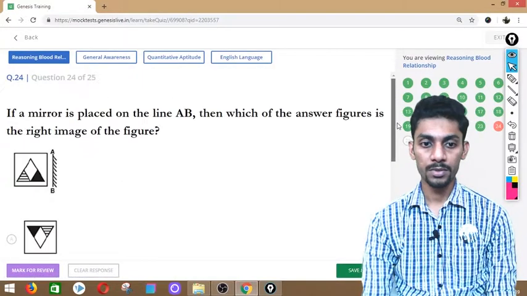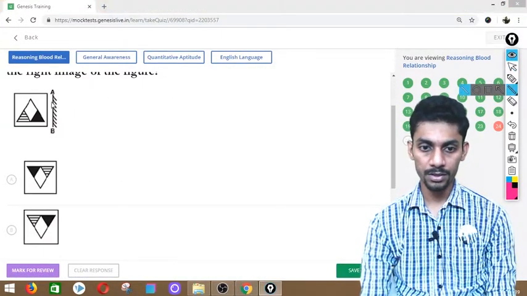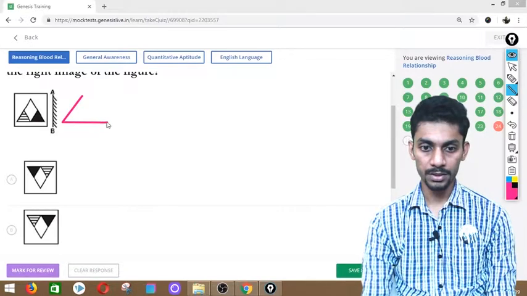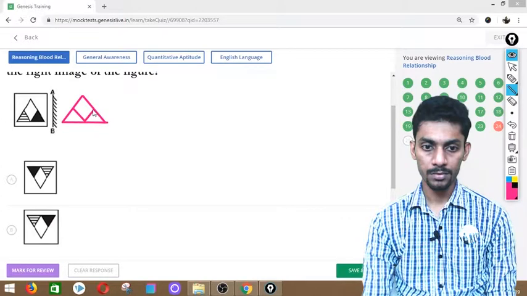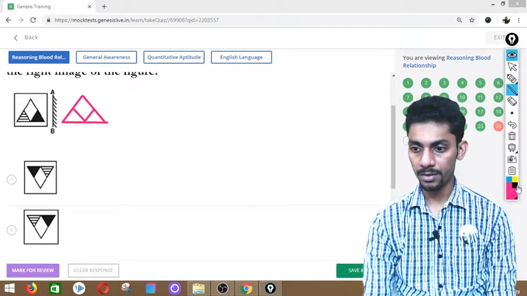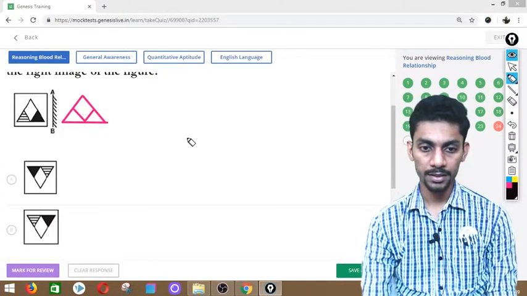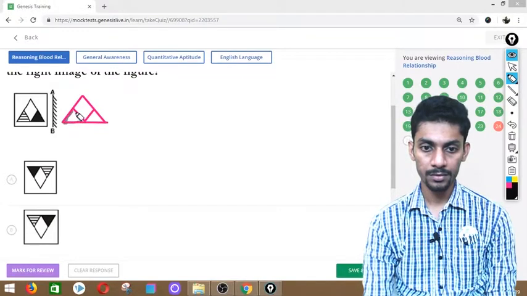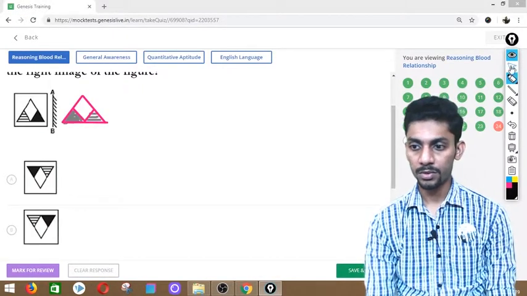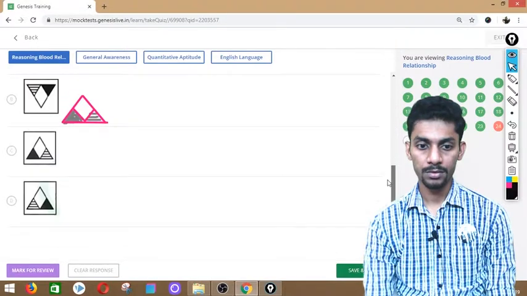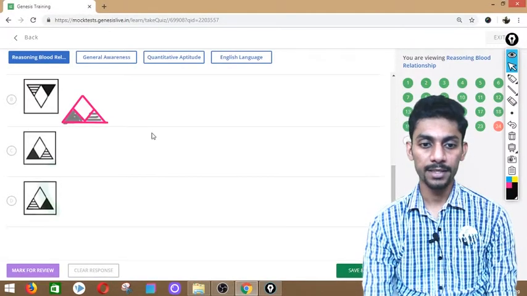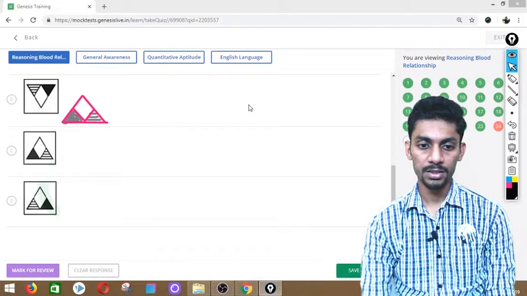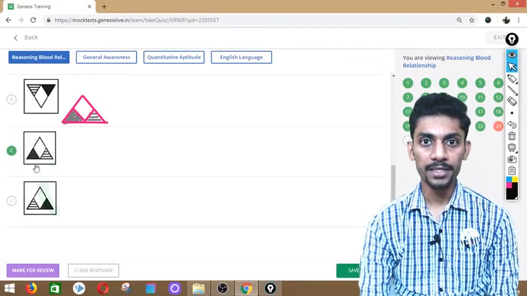Next one, question number 24 is a mirror image question. So mirror image, something like this. So first the shaded part should come. Correct? So the shaded part will be here. Right? Then the lines will come like this. So which option is closer to this? Option C. Correct? Option C. So mark it and go for next one.